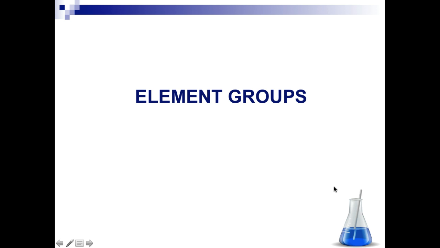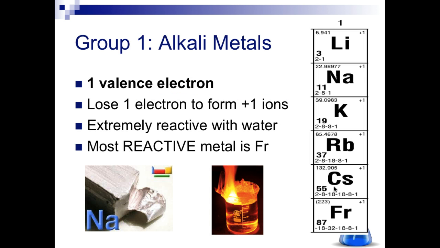Element groups. So first is group 1, that's the alkali metals. They all have one valence electron because they're in group 1. They will lose that one electron to form +1 ions, so they will all be +1 ions. They're extremely reactive with water, and the most reactive metal out of all of these is francium here at the bottom.